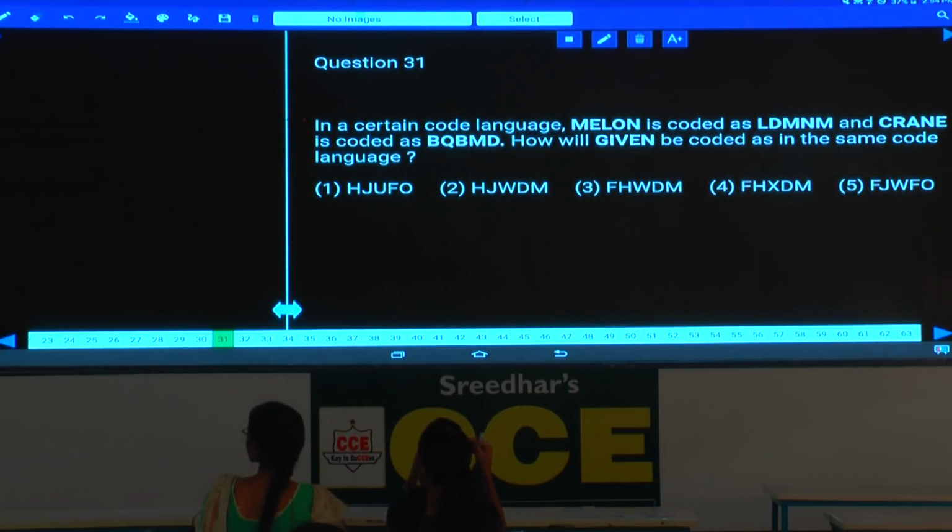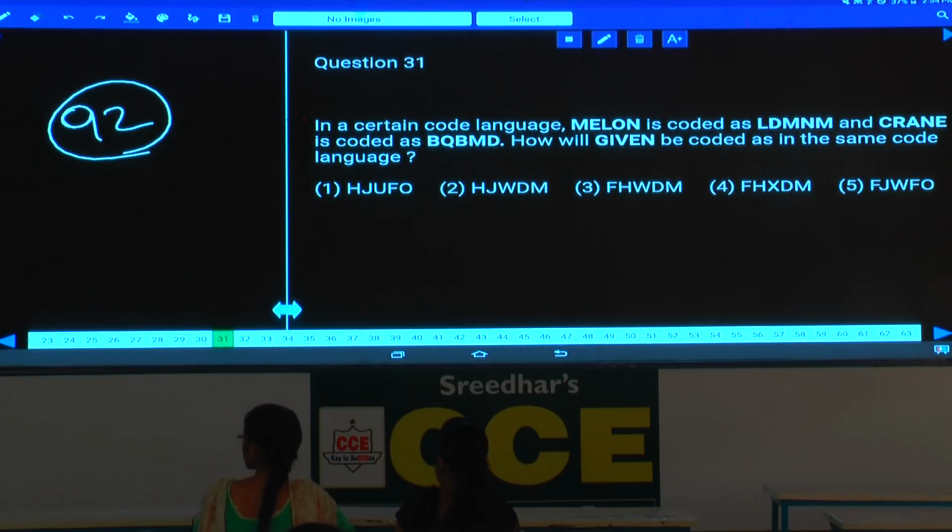Now paper number 92. Now in this paper number 92, question number 31, it is based on coding and decoding.